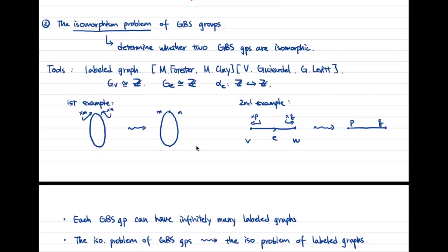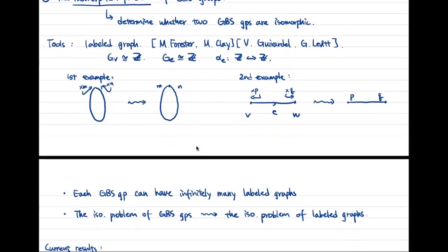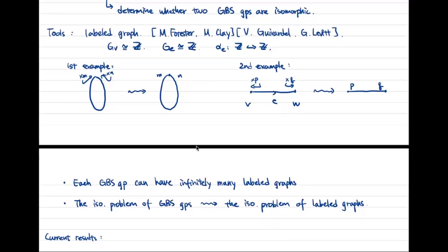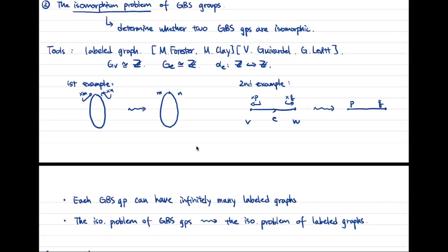For this labeled graph, I want to mention two things. So first, each GBS group can have infinitely many labeled graphs. This is because if you change the presentation of a GBS group, you have a different graph of groups decomposition. So you will get a different labeled graph. But the nice thing about this labeled graph is that we turn this isomorphism problem of GBS groups into the isomorphism problem of labeled graphs. So this is a much more clear way to approach this isomorphism problem.